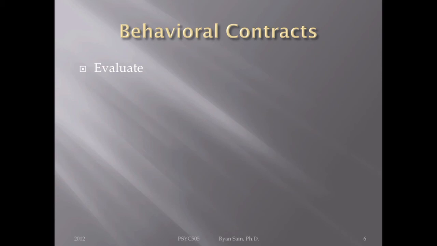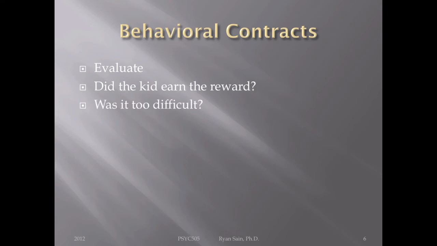Evaluate the darn thing. Probably the most important thing that you can do with a behavioral contract is evaluate whether or not it's working. Did the kid earn the reward or not? Was it too difficult? Did they experience ratio strain? Was it too strict? Did you not give them enough leeway? Did you not allow enough behaviors that would be successful? Remember, it's not always just one behavior. We talk about classes of behaviors, right? So after you answer all those types of questions, then turn around and modify it, right?